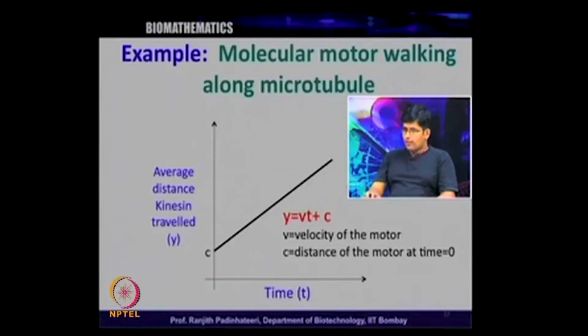So, you have to keep in mind that this is not the instantaneous distance, but the average distance. What it means is that you do many experiments and look at the average value, and you will get this straight line. So, this is one example from biology where you have a linear relation between position and time connected through velocity.